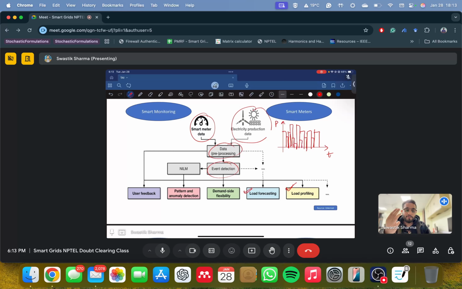Based on this data, you can also do load forecasting. Now you have this data, right? You have the data for the past 1 year. So you will be able to tell, okay, in January, I won't be using my AC, but I will be using a heater. So I know the heater won't use that much energy. You would be able to do forecasting based on this smart meter data. Then you have demand side flexibility, something that you can also use.